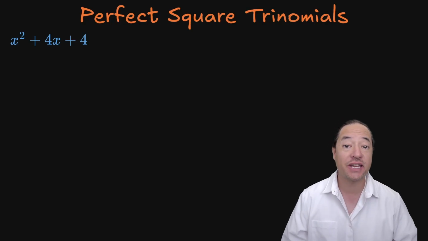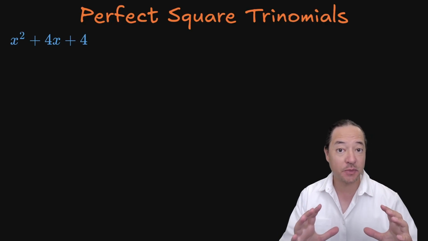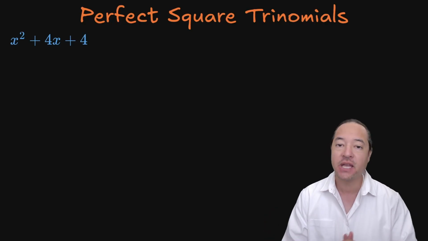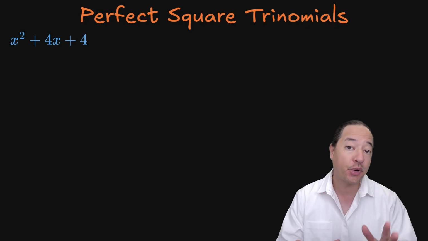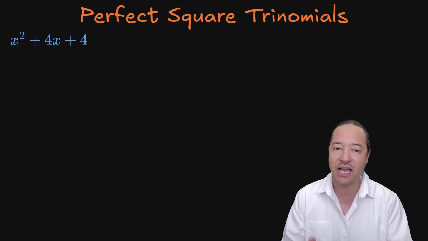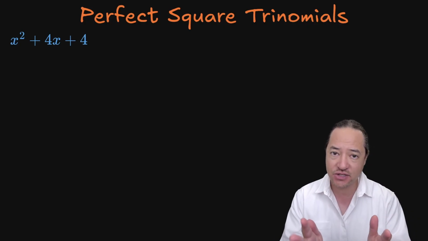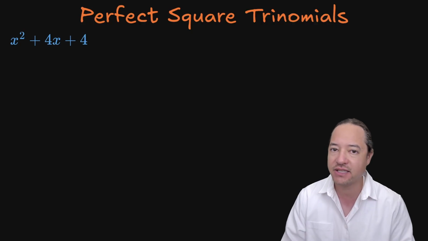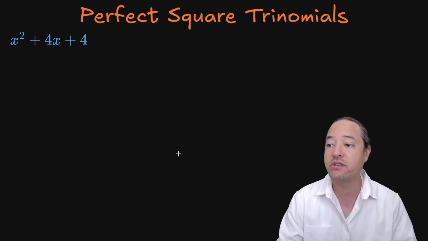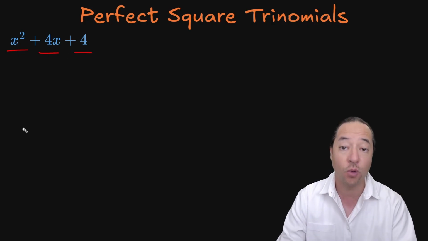Hi there. Today we're looking at the next special formula for factoring. And this is all about what we call perfect square trinomials. This might not make sense to you yet, but let's take a look at this example here. So here we do in fact have a trinomial, x squared plus 4x plus 4.